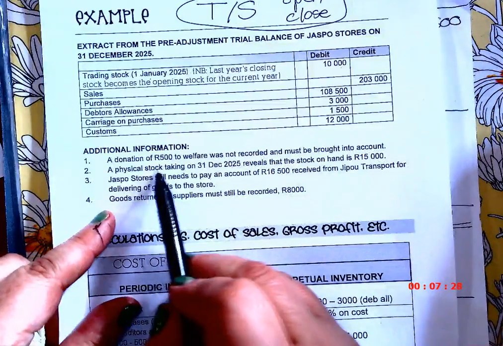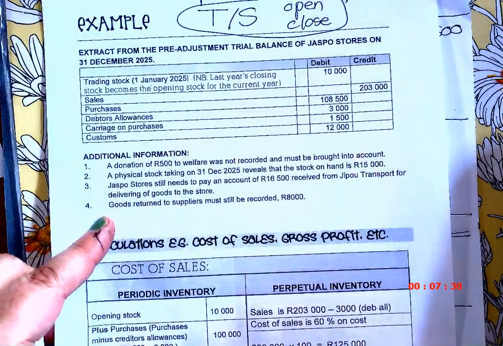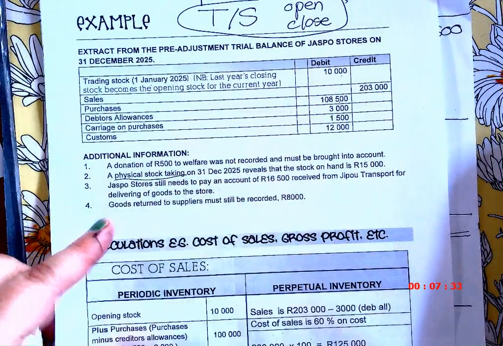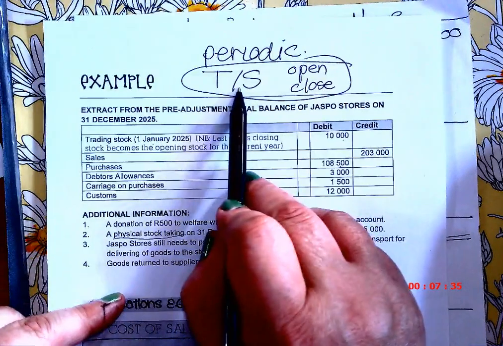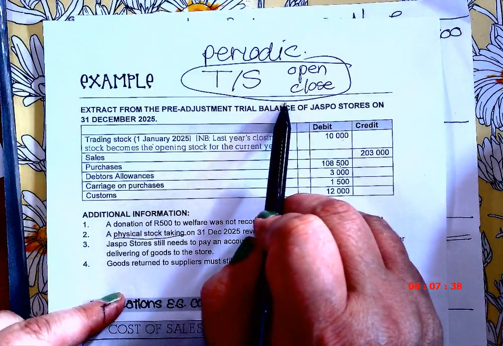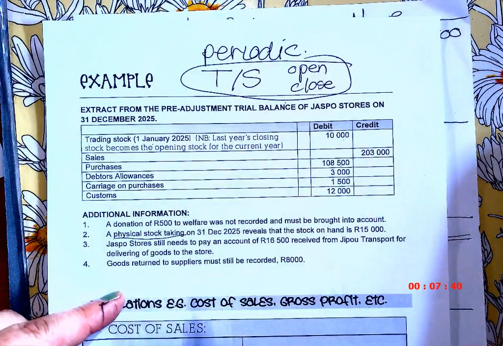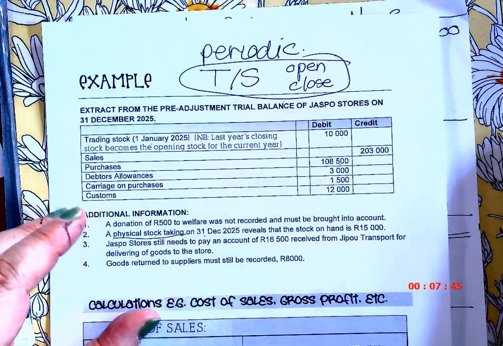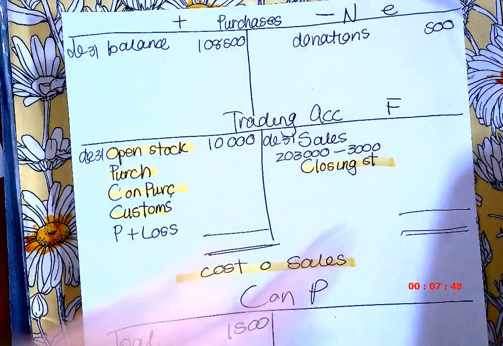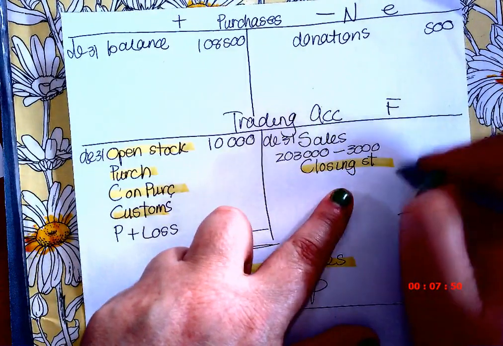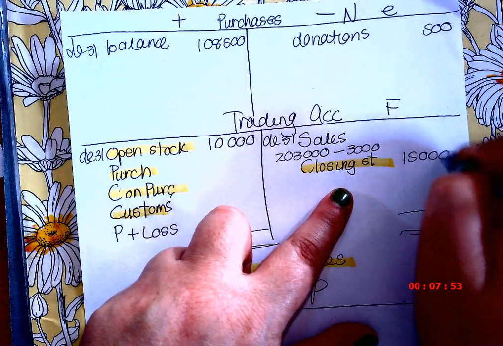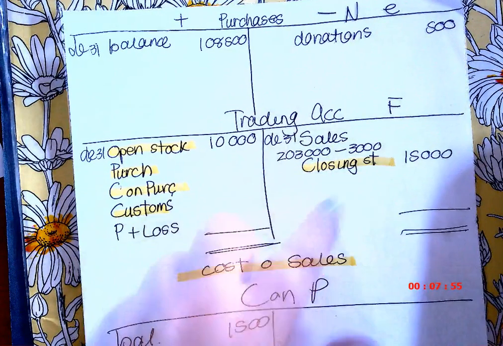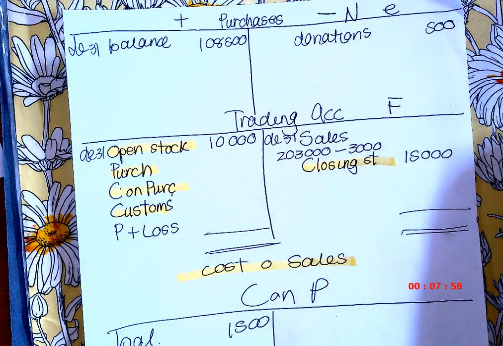A physical stock take. So the moment I see there was a physical stock take, I am talking opening or closing. You see? So when am I doing this stock take? 31st December. So is this opening or closing? Closing. So my closing stock is going to be 15,000. You see? So they're going to give you two stocks. They're going to say physical stock take, then I know it's either opening or closing.